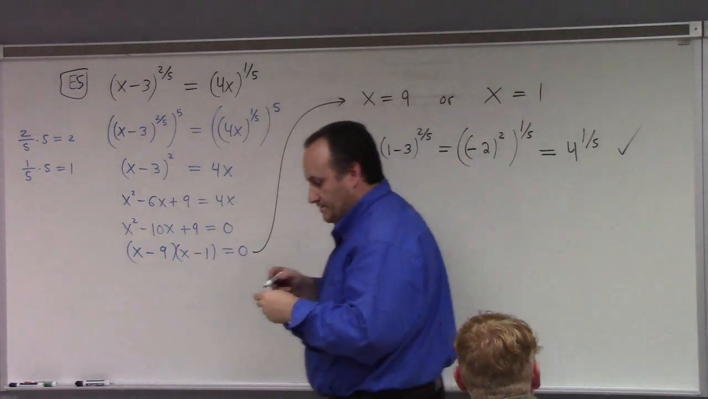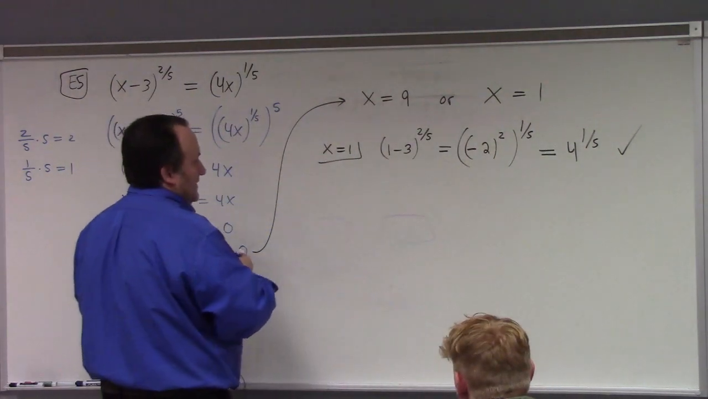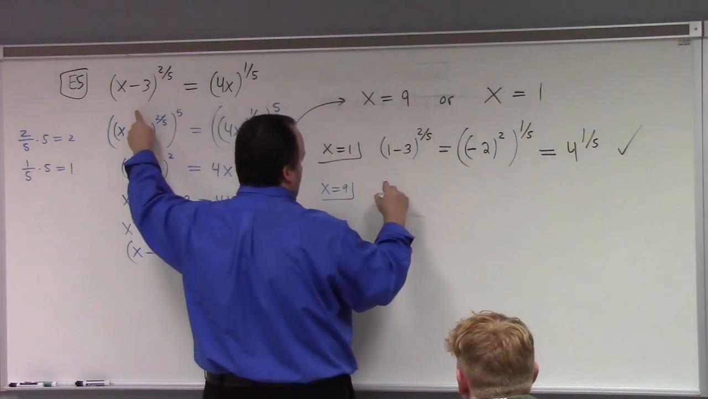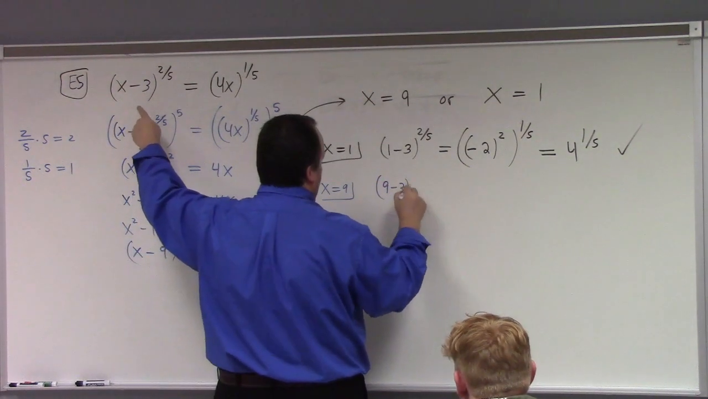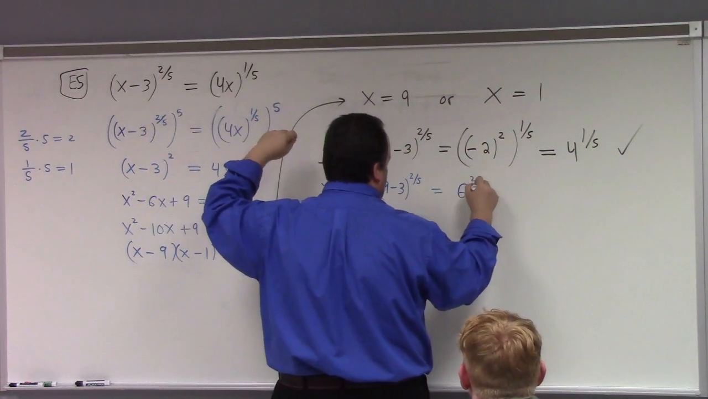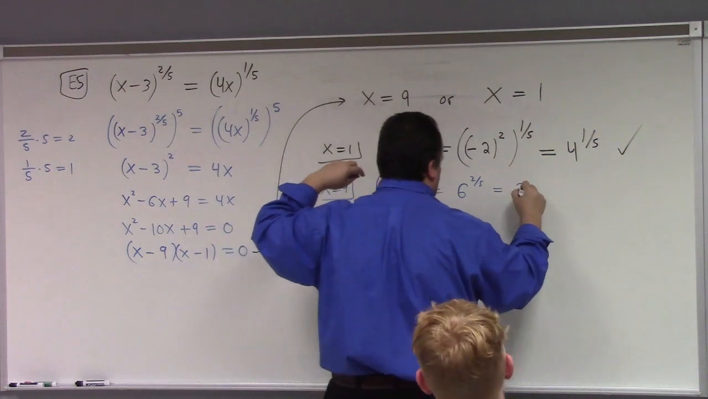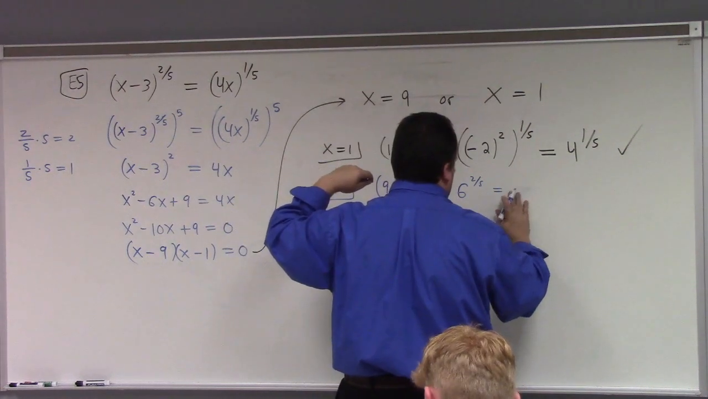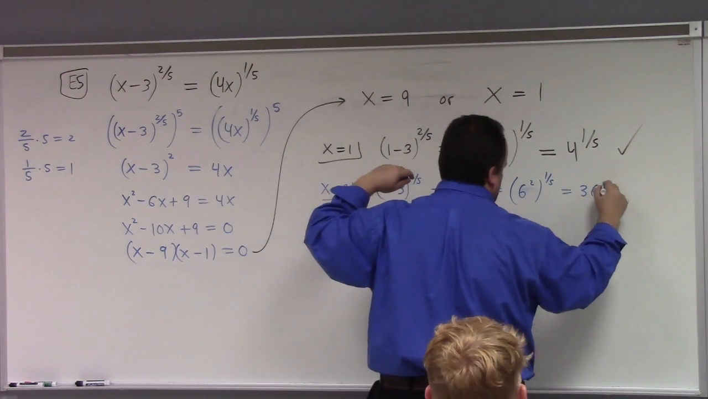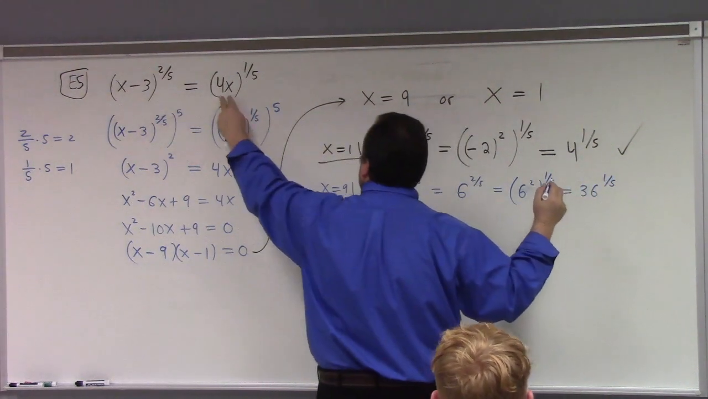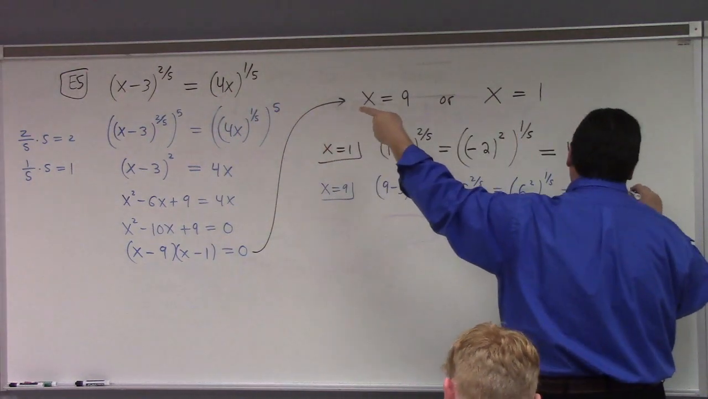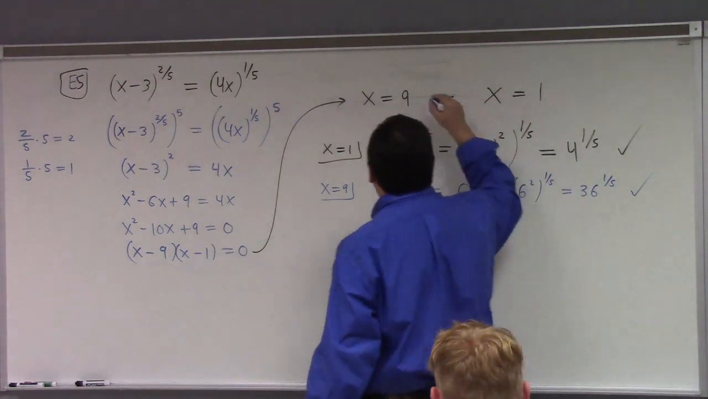So that worked. If I try my x equals 9, I plug it in, I get (9 minus 3) to the 2/5 power, which is actually 6 to the 2/5 power, right? Which I can square it, right? 6 squared to the 1/5, which is also 36 to the 1/5 power, which I think is what I get from the other side. If I put 4 times 9, I get 36 to the 1/5 power. So, hooray, they're both solutions.